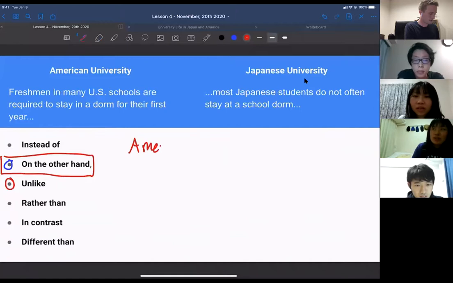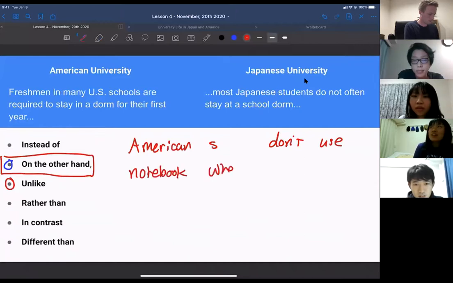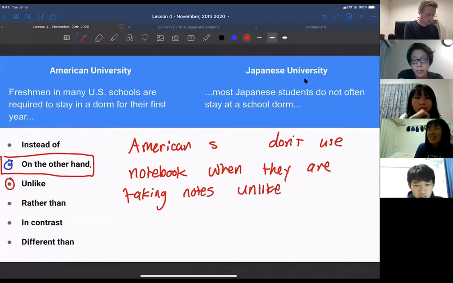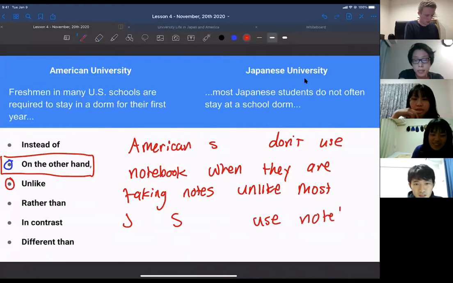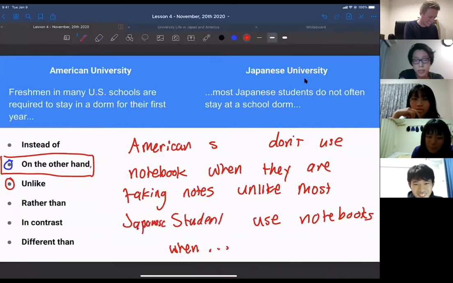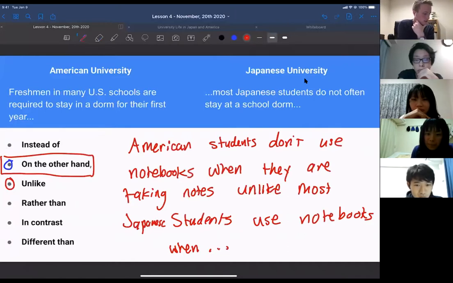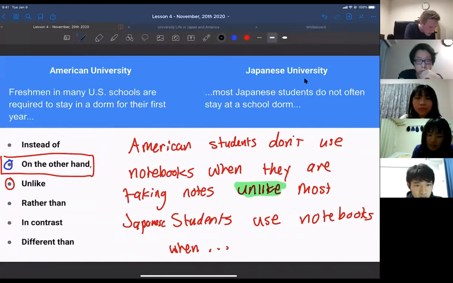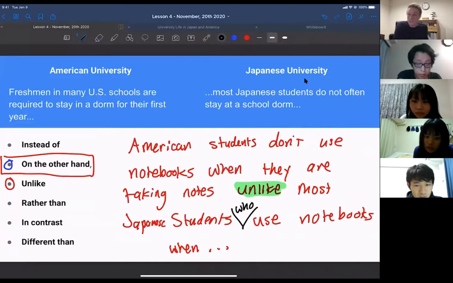American students don't use notebook when they taking a note. Unlike most Japanese students use notebook when they are taking note. Sorry, I can't write fast enough. Yeah, so this is also students. American students don't use notebooks when they are taking notes, unlike most Japanese students use notebooks. So one thing here, you have to have kankei daimeshi, who. Unlike most Japanese students who use notebooks when they are taking notes.